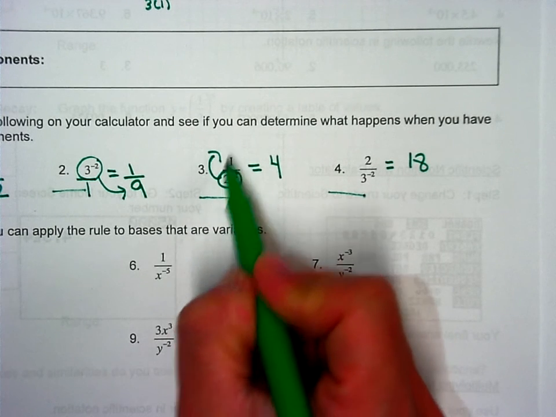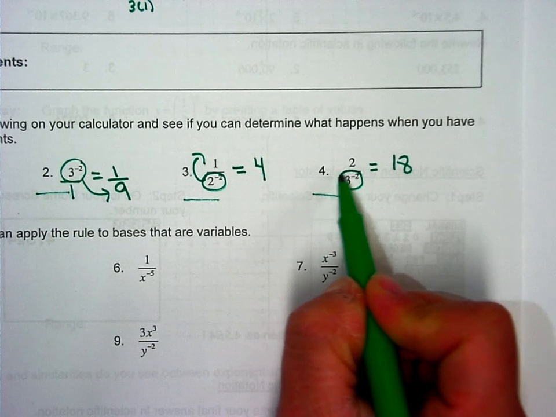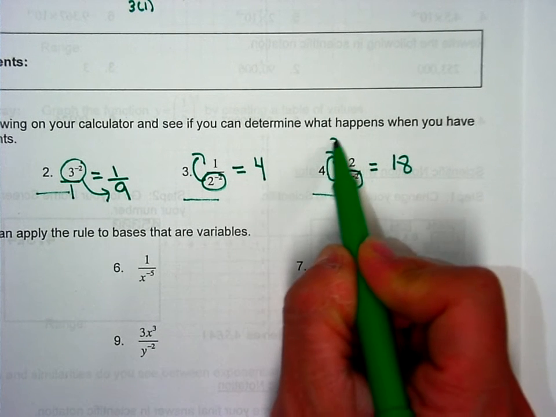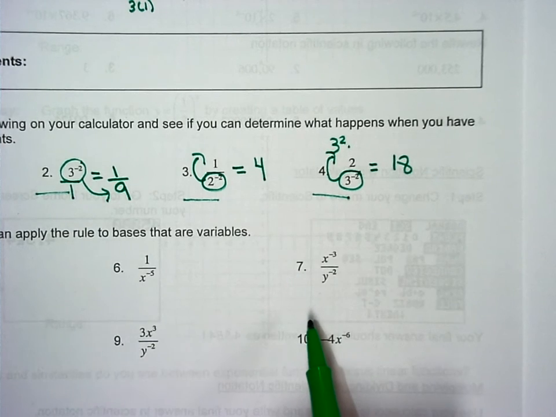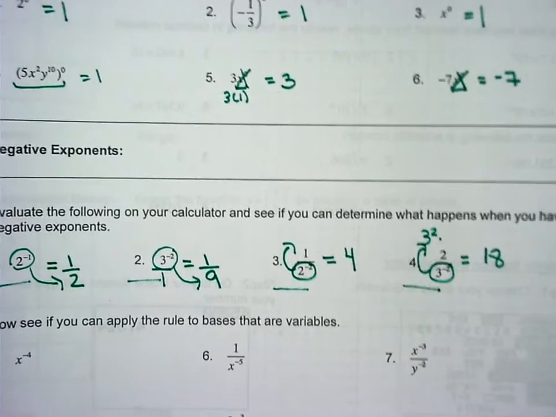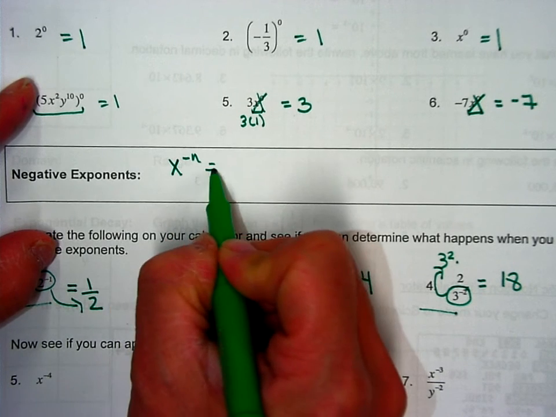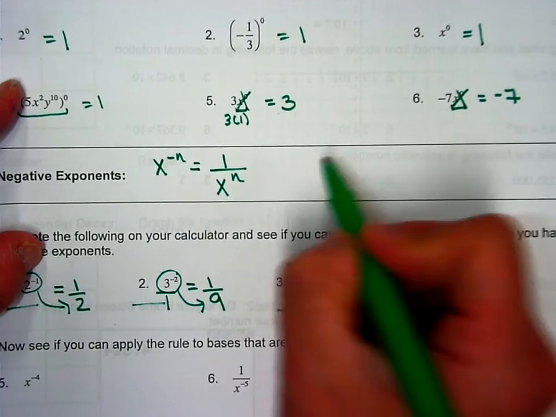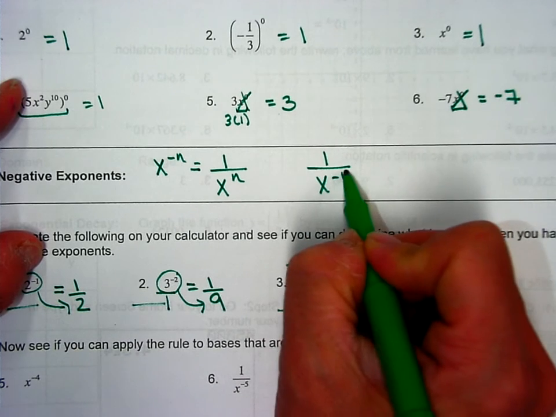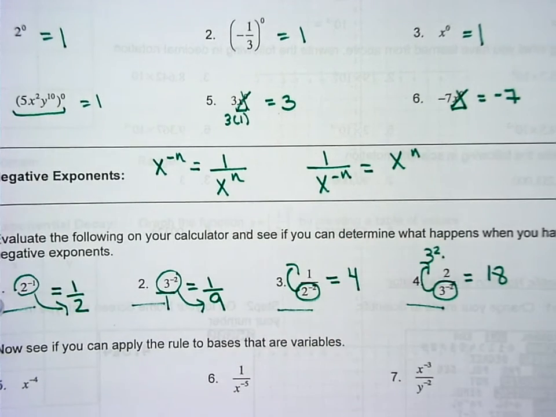So that's why 2 squared ends up being 4. Here, the 3 squared goes up on the top. And then 3 squared is 9. 9 times 2 is 18. So here's the general rule when you have a negative exponent. If it's on the top, it goes to the bottom. If the negative exponent's on the bottom, then it's going to go on the top. So it just flips places where it is in the fraction.